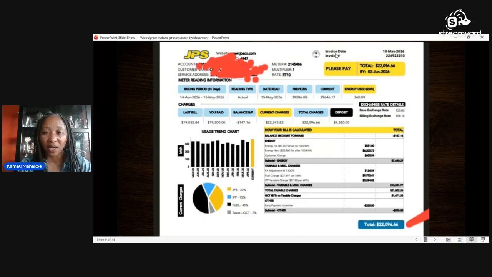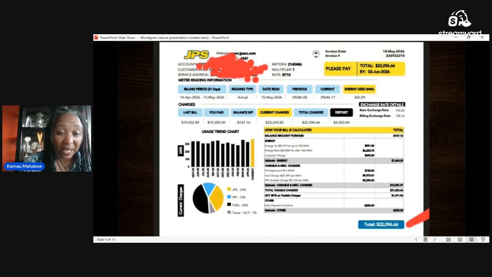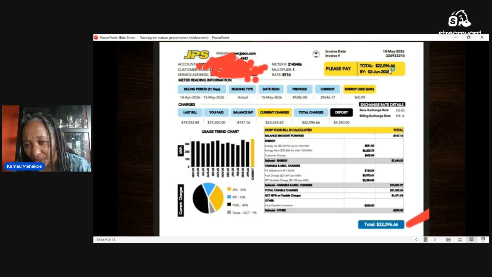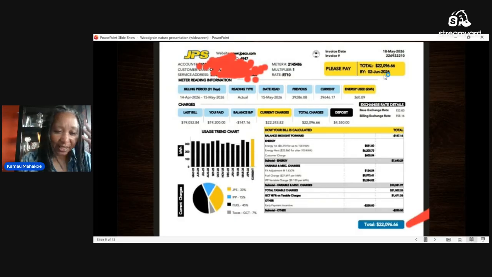Now the yellow box right here is the most important box. If you see nothing else on your bill, make sure you look at the yellow box right here. It says, please pay. Please pay this amount, the total. So in this case, $22,096.66. And it tells you the date that you must pay it by. So this is how much JPS wants you to pay this month, and you are to pay it by this date, the 2nd of June, 2026.